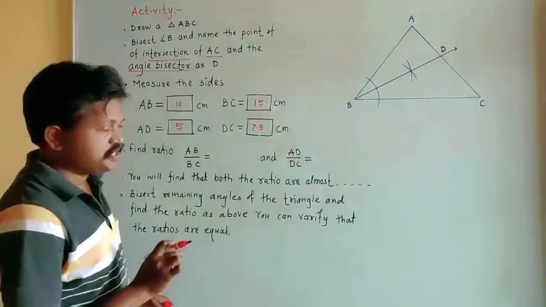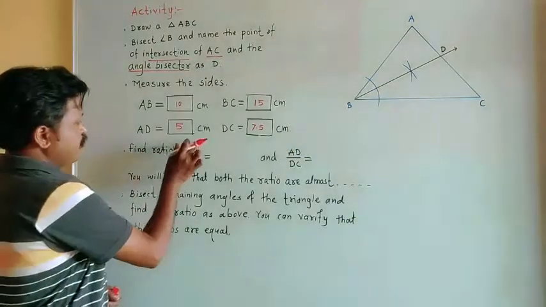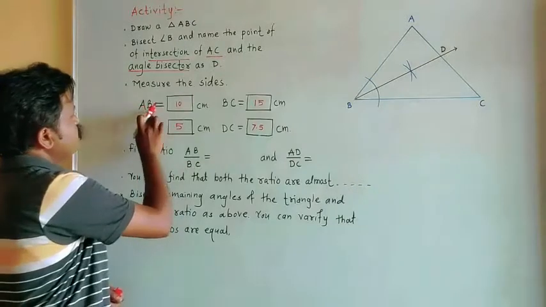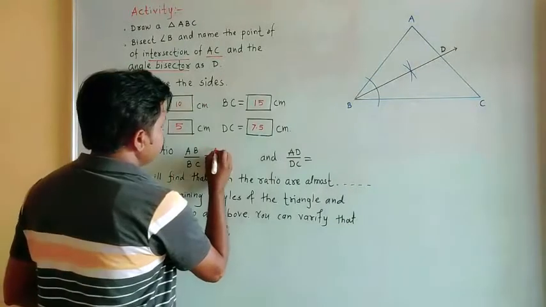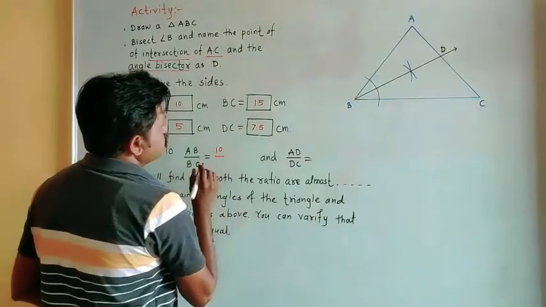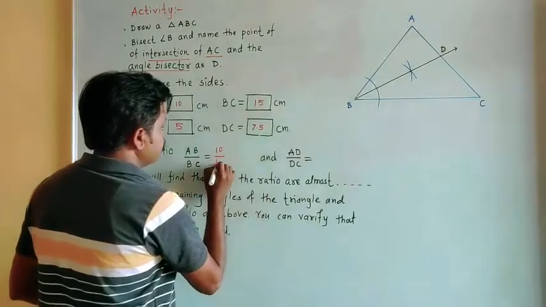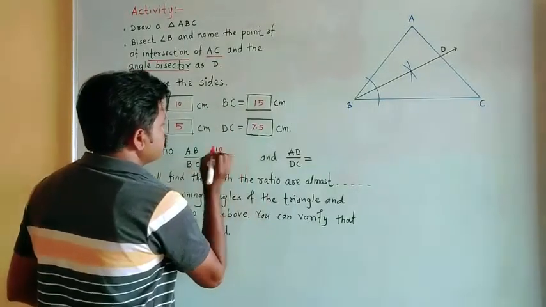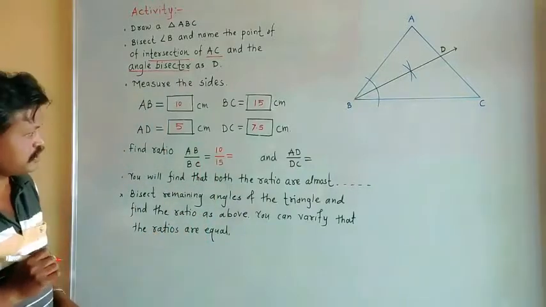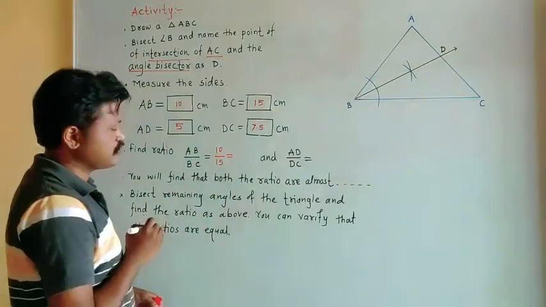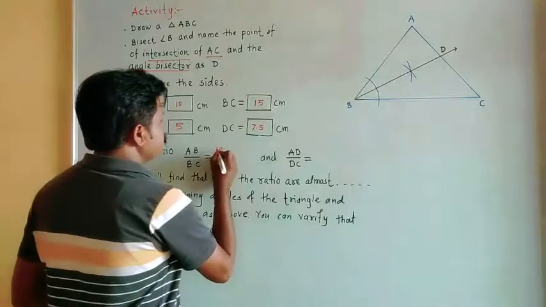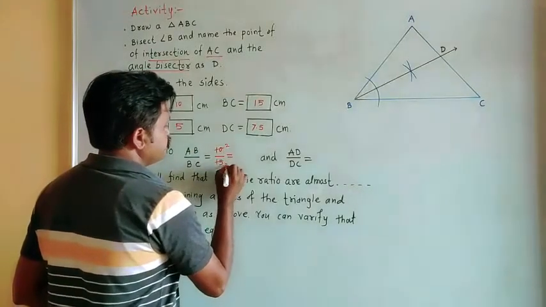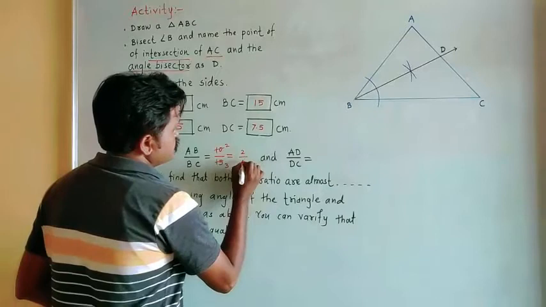Now you find your ratio AB upon BC. So AB is 10 centimeter upon BC is 15 centimeter, simplify this, 10 upon 15. It is a multiple of 5. 5 twos are 10, 5 threes are 15. So 2 upon 3. So that is the ratio.